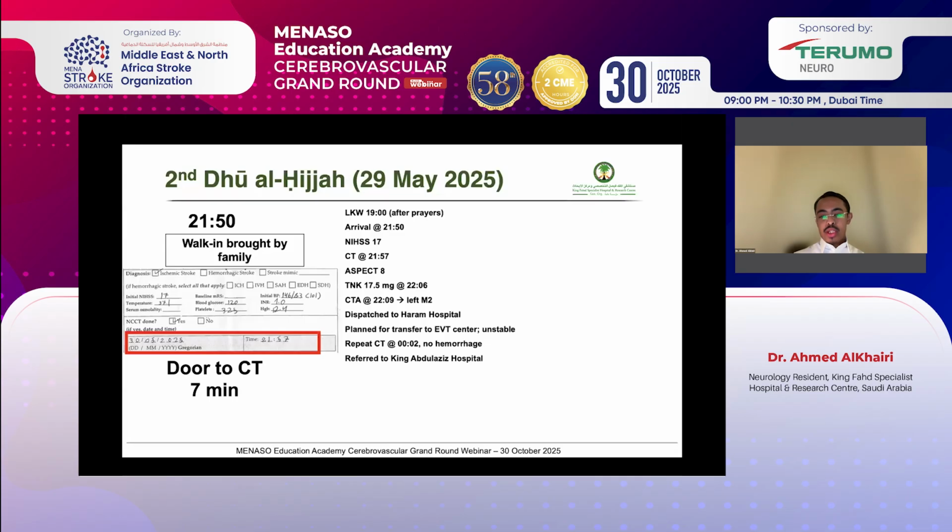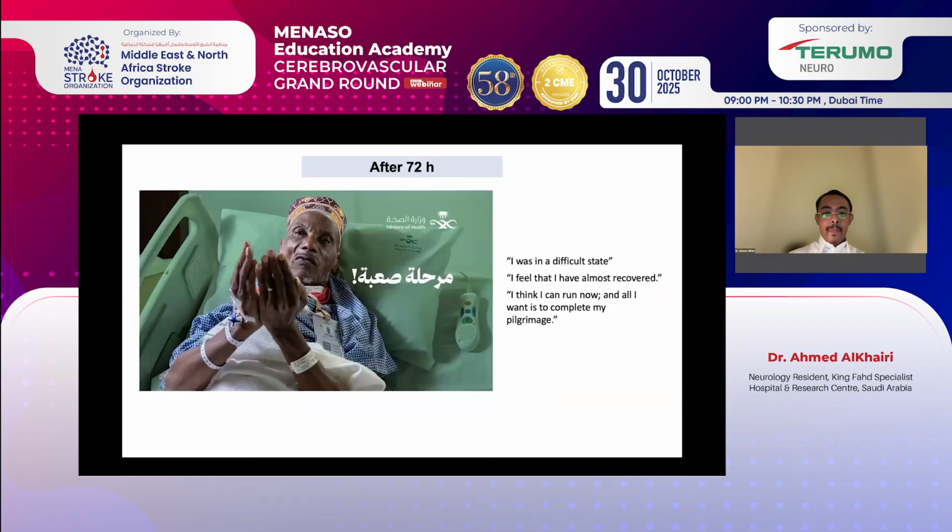However, the patient was unstable, so the dispatch physician transferred the patient to a nearby hospital for stabilization. We repeated the CT at 12 a.m., which showed no hemorrhage, and the patient was referred to King Abdulaziz Hospital in Mecca. So just for this first case, the door to CT time was 7 minutes, and the door to tenecteplase was 16 minutes only. So this is the patient, and this is after 72 hours at evaluation, given that the patient received tenecteplase but did not receive thrombectomy.